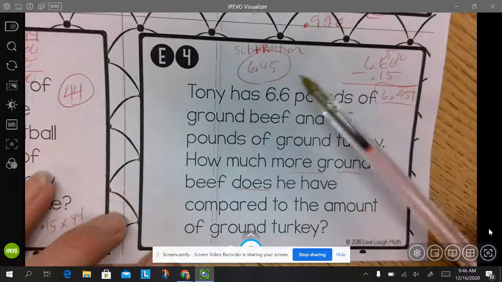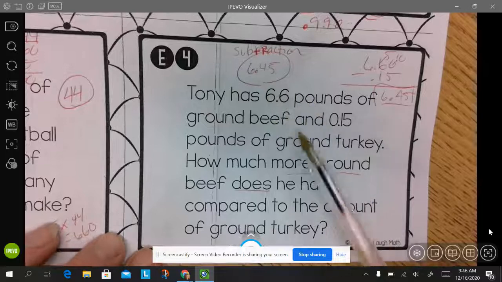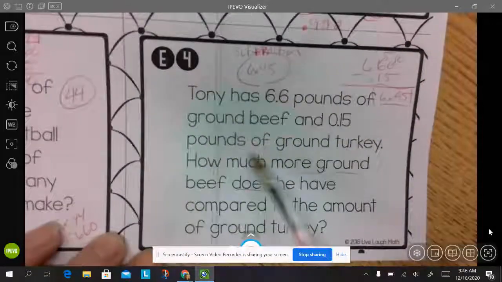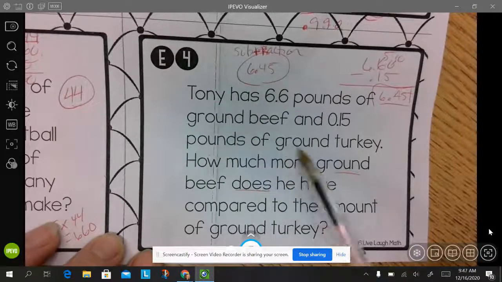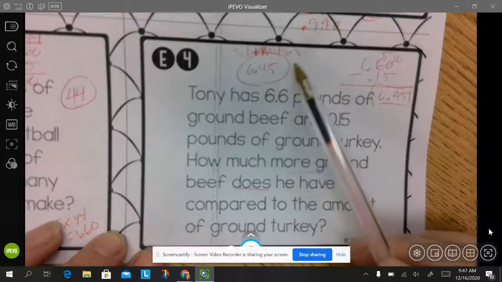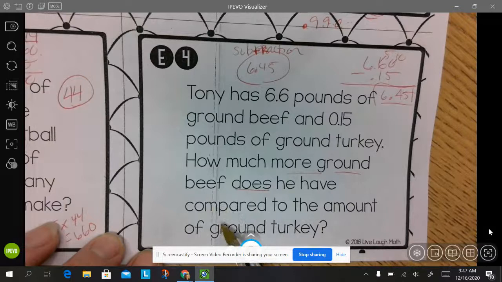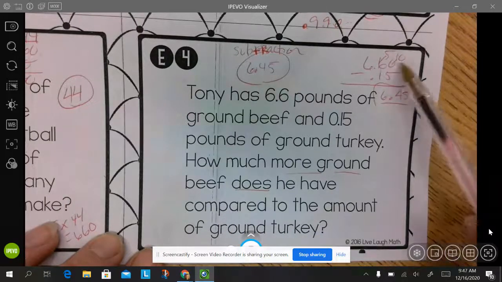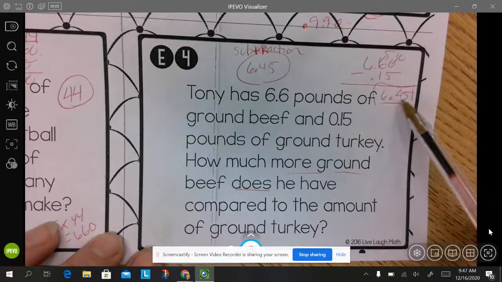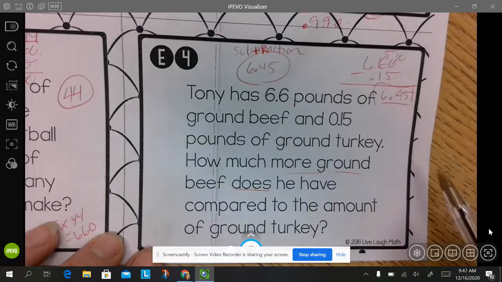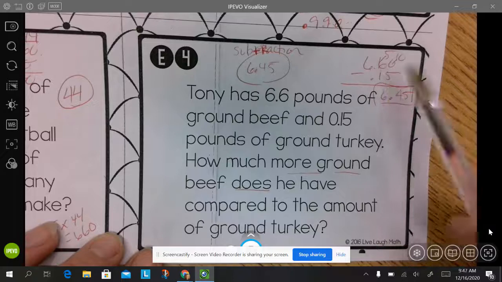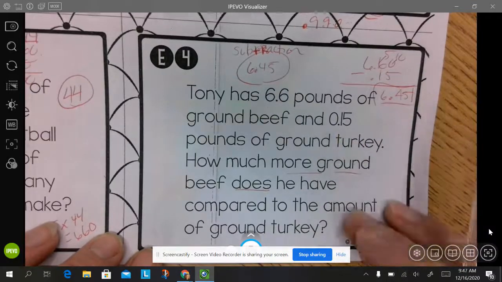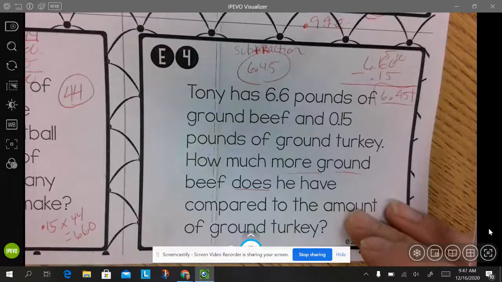All right, E4. Tony has 6.6 pounds of ground beef and 0.15 pounds of ground turkey. How much more ground beef does he have compared to the amount of ground turkey? So you're looking at the difference, which is subtraction. Make sure you line up your decimals. You should have gotten 6.45. If not, you're going to run into problems and you're not going to get the right answer. Make sure you line up your decimals.